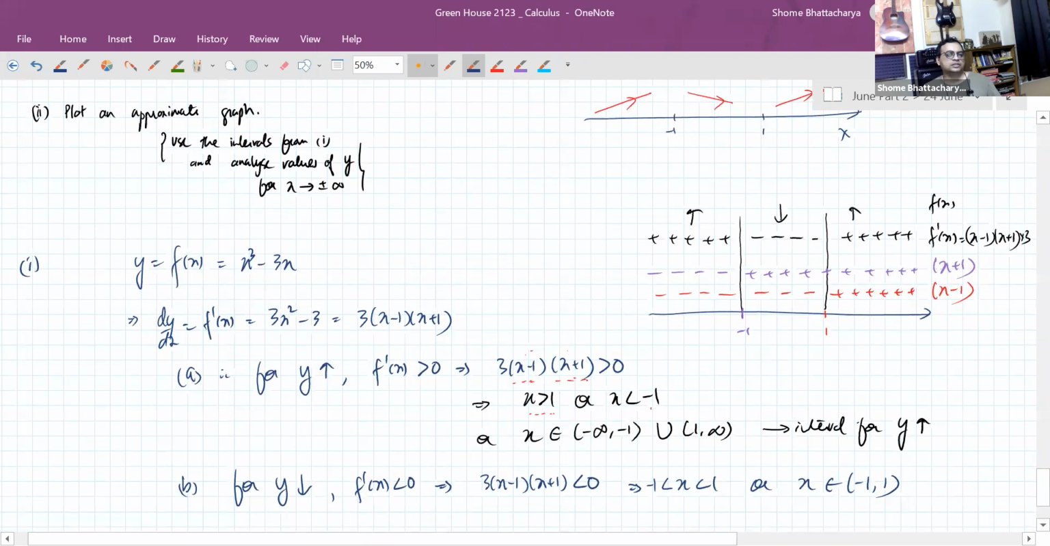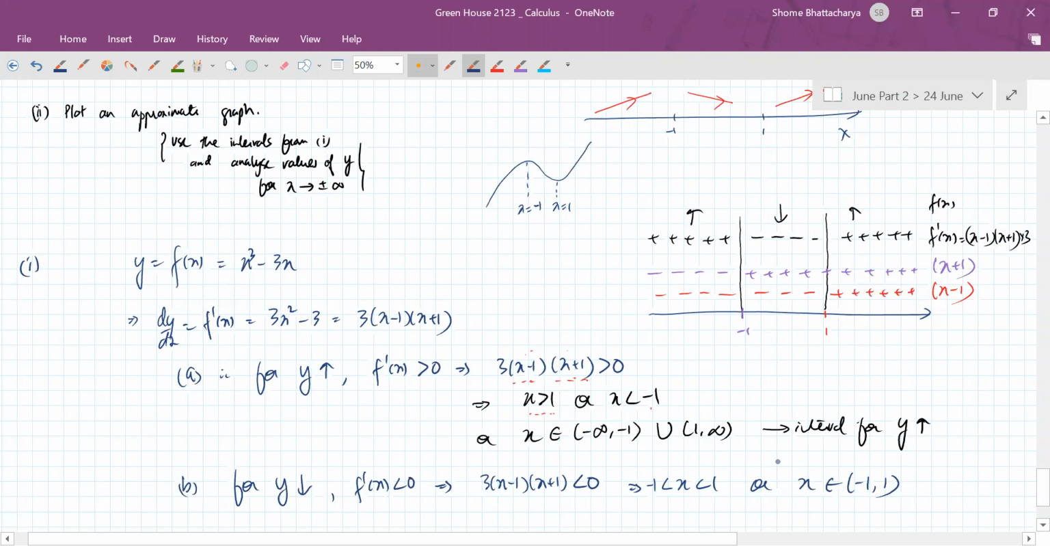So that is what you can see in this top part. The function is increasing up to -1, then it is decreasing, then again it is increasing. So now we understand that the graph of the function, when we plot it, should look something like this. Up to x equal to -1, it should be increasing. Then up to 1, it should be decreasing. And after 1, again, it should be increasing. This will be the graph of y versus x. It will be like this. And till point -1, 1, it is decreasing.